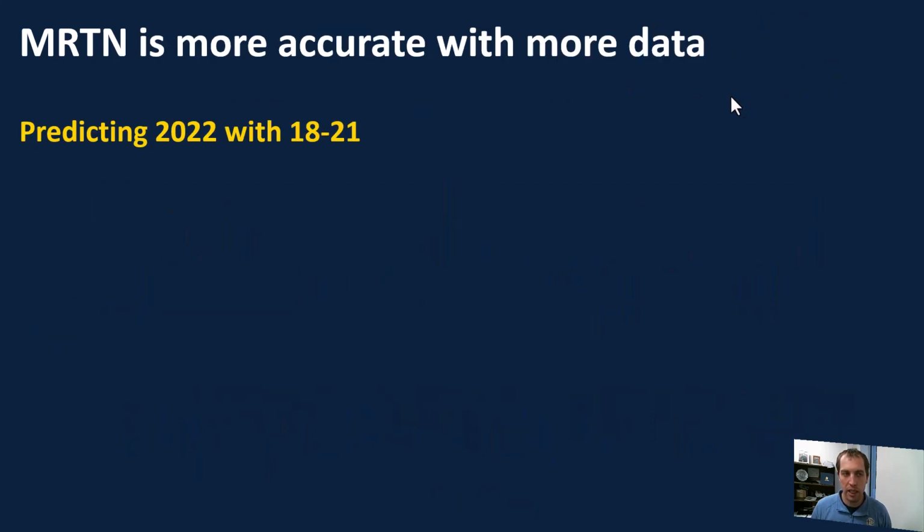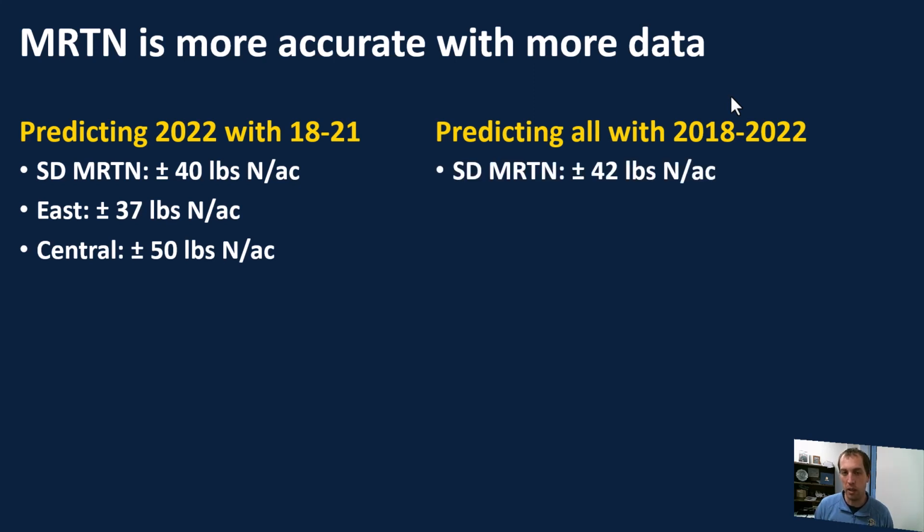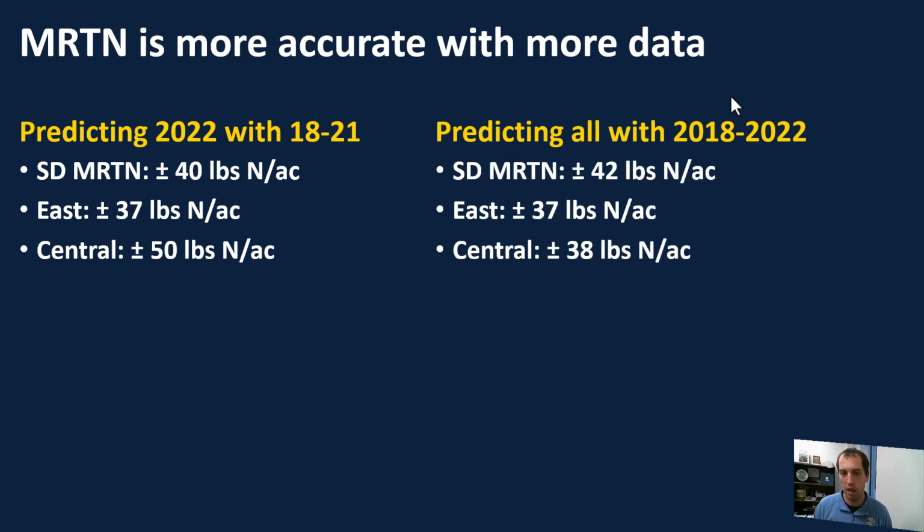If we're trying to predict 2022 from 18 to 21 data, we see that we're plus or minus 40 pounds of N per acre. It improves some by dividing out by east and central. We're predicting all the sites across South Dakota with 2018 to 2022 data. We're plus or minus 42, so pretty similar there. Plus or minus 37 or plus or minus 38 for the central part of the state. So the MRTN is getting better as we're getting more data into it.